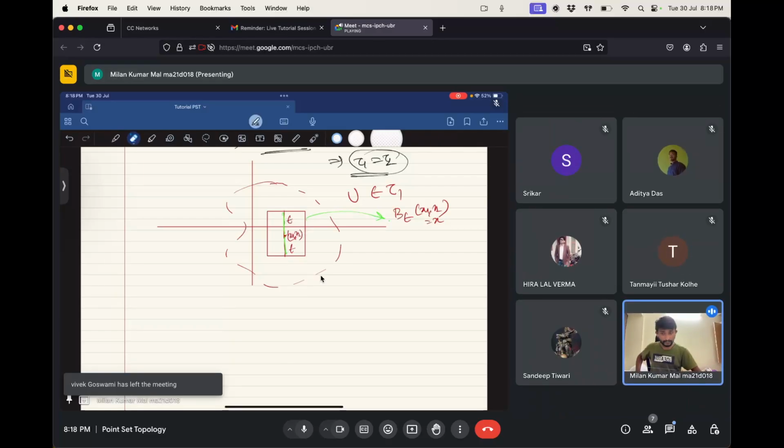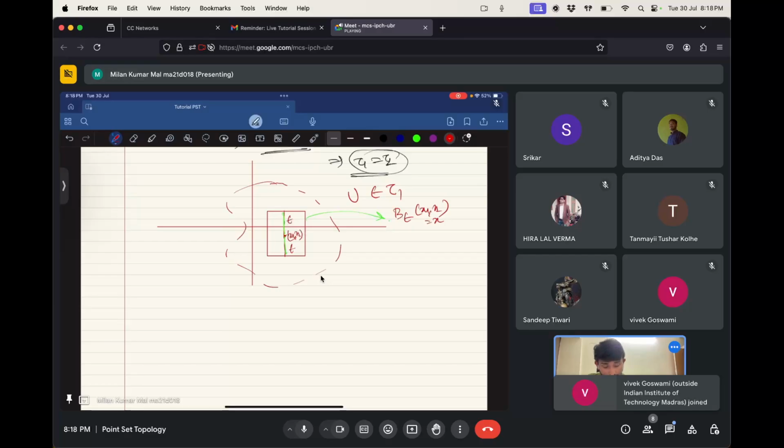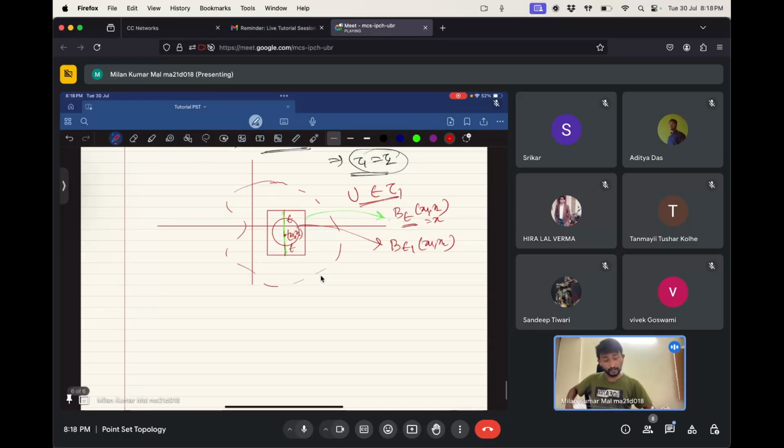Now what I am doing here is that I want to fit a circle here. This is the circle I will fit here, so this is B epsilon 1 of x1 comma x2. Obviously, when I can fit a circle here, by the first definition, U belongs to tau 1 means there exists an epsilon greater than 0 such that x belongs to this B epsilon 1, which is basically this box, and this box is contained in the full set U, right?